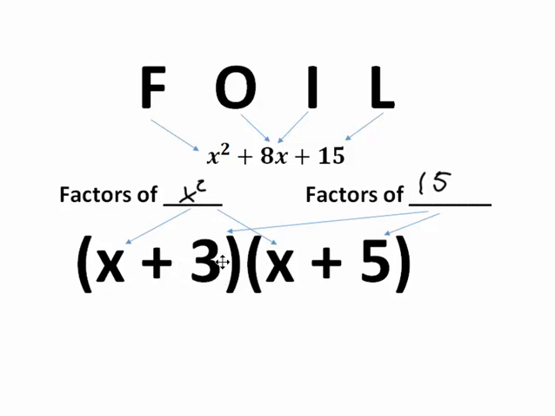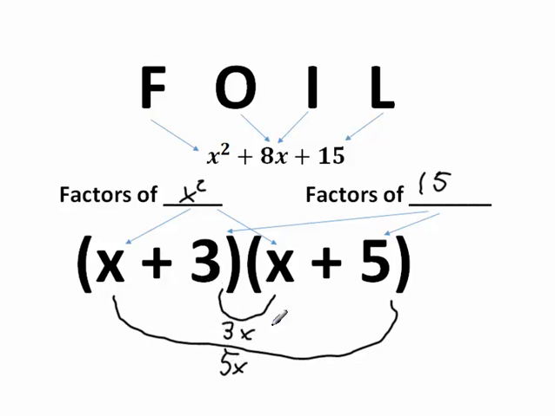We do this by checking the outside, this guy times this guy. x times 5 is 5x. Then we check the inside, and 3 times x we know to be 3x. And we add these together. When we combine 3x and 5x, clearly we get 8x. So I can tell you for sure that x plus 3 times x plus 5 are the factors of x squared plus 8x plus 15.